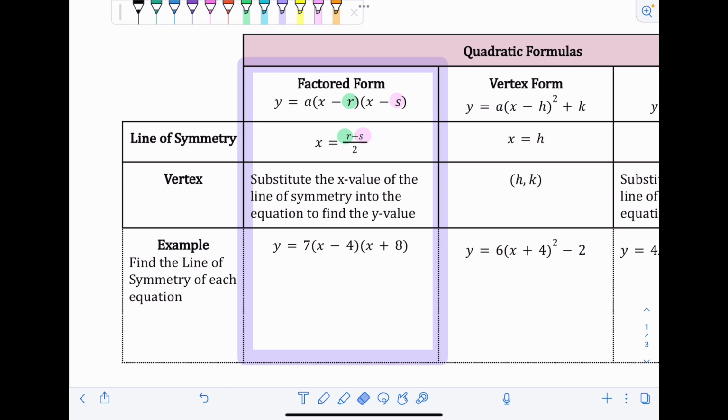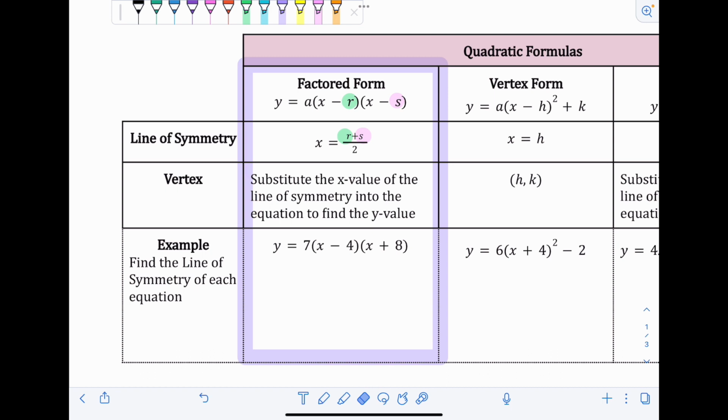And then once you have your line of symmetry, you need that number to be able to find the vertex. So I'm going to move down to the next box right here. Once you have the line of symmetry, you substitute the x value from the line of symmetry into whatever equation you're given, and that'll give you the y value of the vertex. We're not going to practice that so much here. We have done it in the past, but we'll get to do that in future lessons as well.